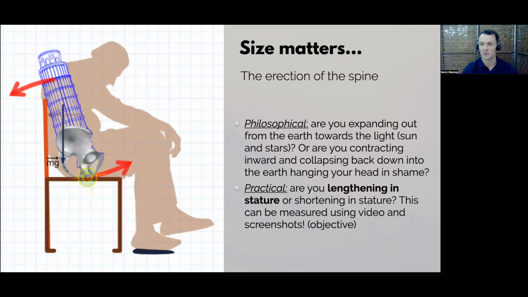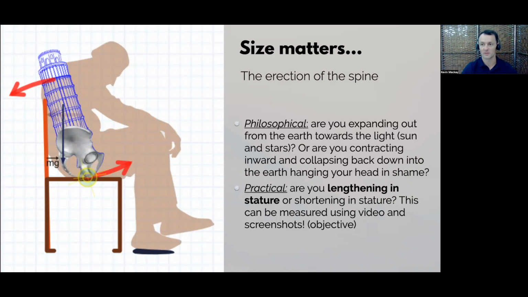Obviously I'm just trying to be poetic, but you get the idea of what we're saying here: posture is standing, is expanding out from the earth, this upright standing that humans do. But for practical reasons, to actually change your posture, what does this really mean? It means the question to ask is, are you lengthening in stature or shortening in stature? Stature is, you could say, your height. And this is something that we can measure.